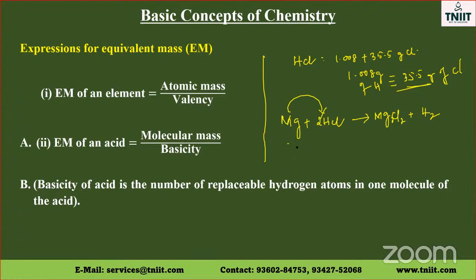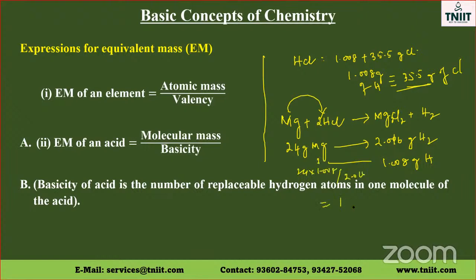Now, 24 grams of magnesium, because the atomic mass of magnesium is 24, gives 2.016 gram of hydrogen. Therefore, if 1.008 gram of hydrogen has to be given, what is the mass? It will be 24 into 1.008 divided by 2.016. That will be equal to 12. So the equivalent weight of magnesium is 12.